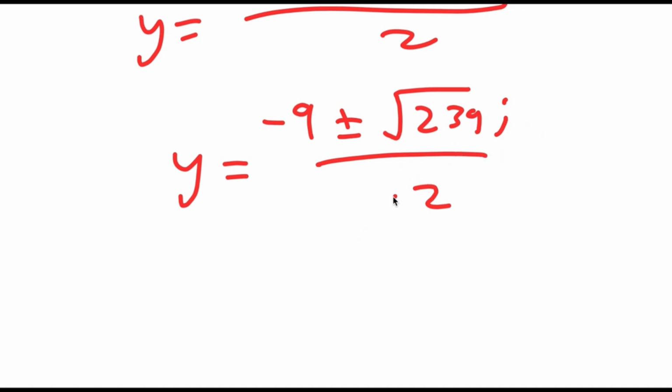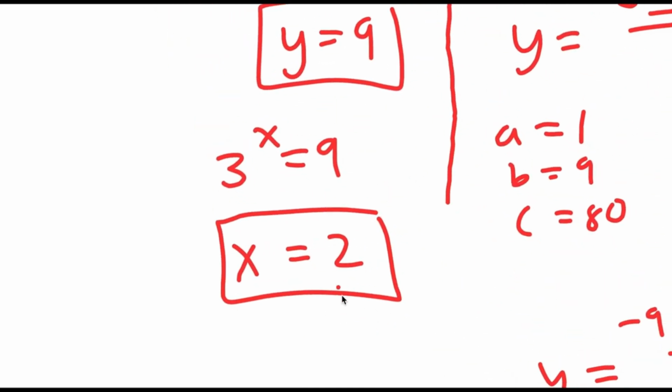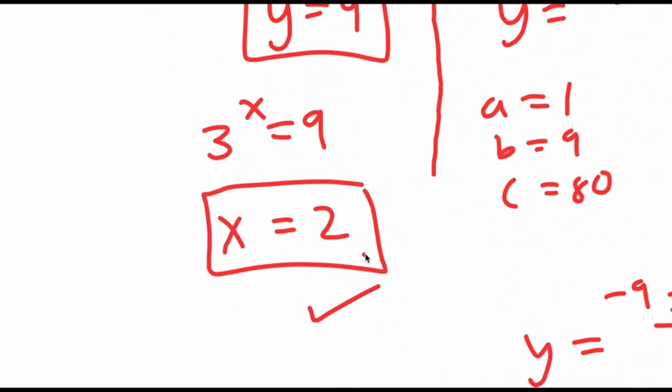But you can't take the power of a positive number and make it equal to a value of i, because that's an imaginary number. Meaning there's no solution for these values of y, and our only solution is x equals 2.